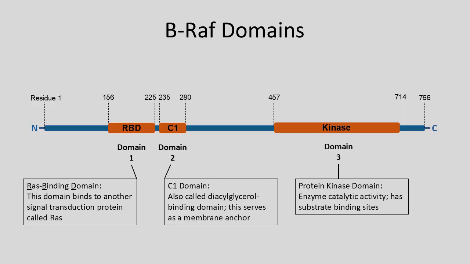This concludes our discussion of protein domains. In the next part of this video, we will look at what B-Raf does in cells and how its three domains come together to regulate when its protein kinase activity is on or off.